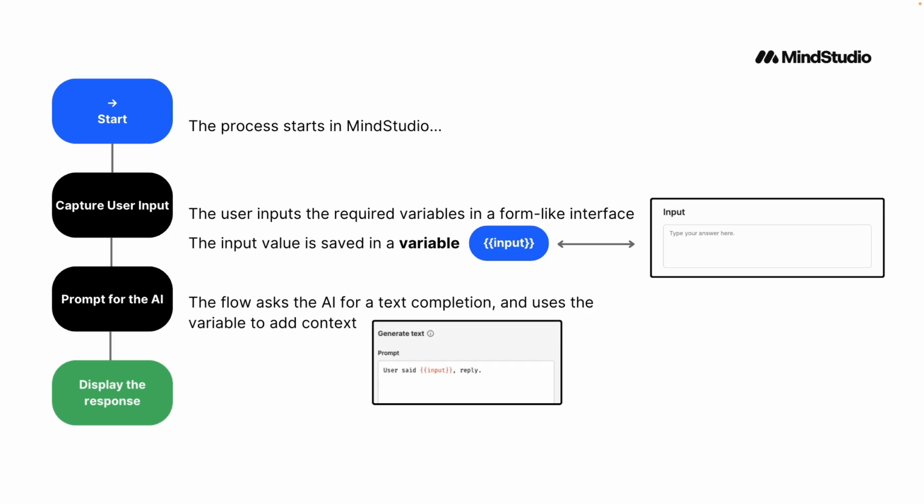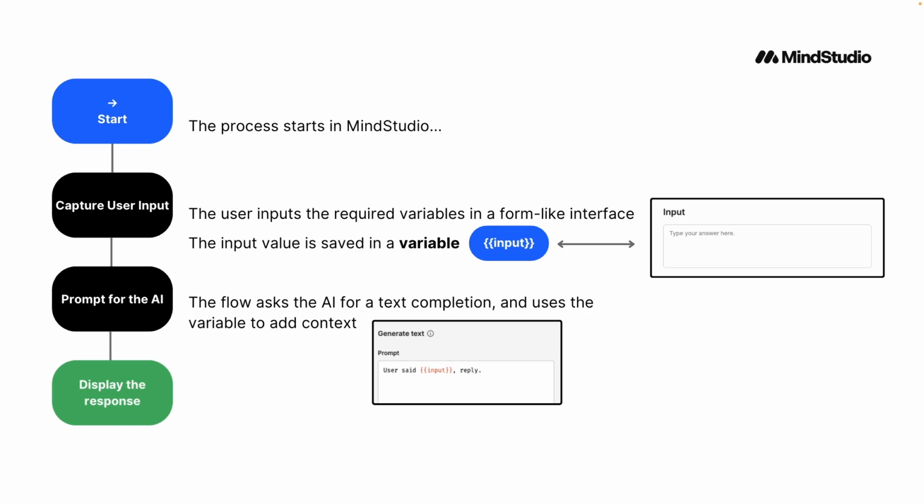In this example, the prompt is "User said whatever is in the input." Again, this is dynamic. Reply to what's in the input. So if you type "what is SEO" here, what we are actually sending is "User said what is SEO, reply." Finally, you display the response from the bot.